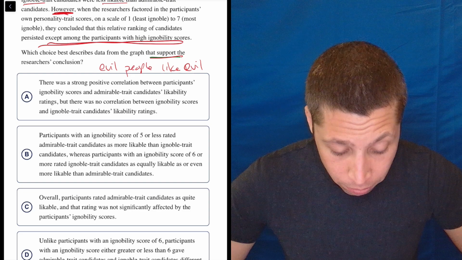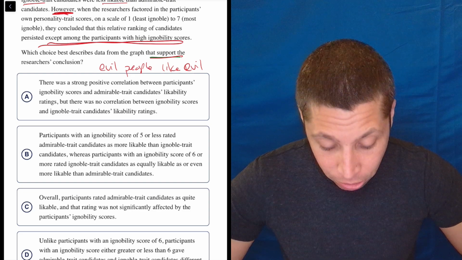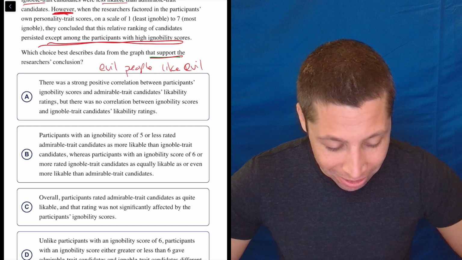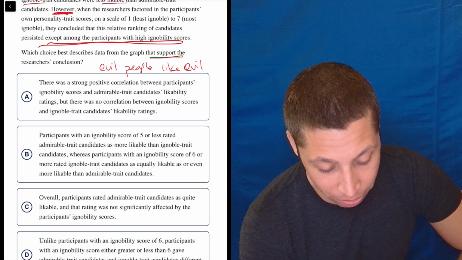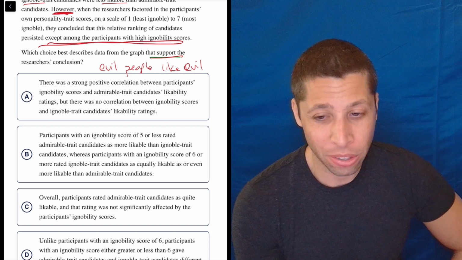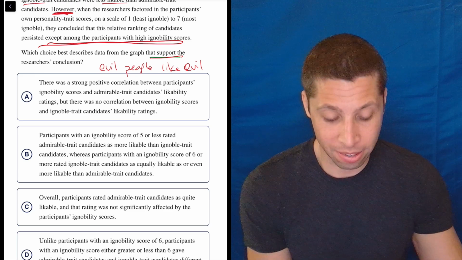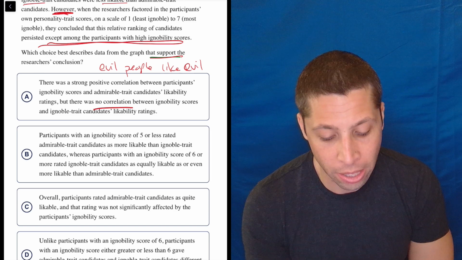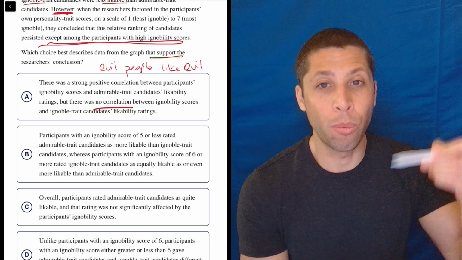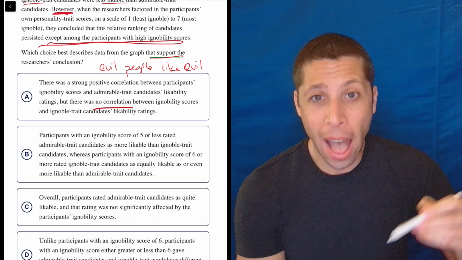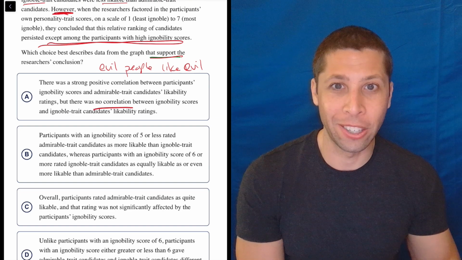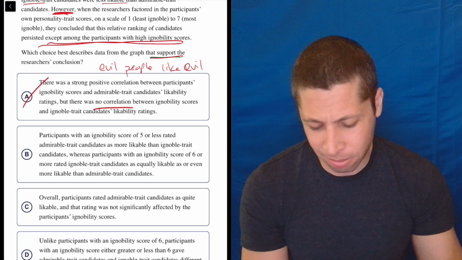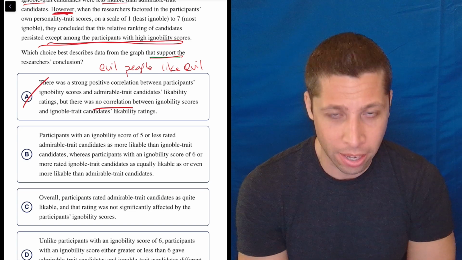There was a strong positive correlation between participants' ignobility scores and admirable traits like candidates' likability ratings, but there was no correlation between ignobility scores and ignoble trait candidates' likability ratings. No, this is clearly wrong because it's just saying there's something doesn't matter, right? There's no correlation between the ignobility scores and ignoble trait candidates' likability. No, when we say evil people like evil, that's what we're saying, is that there is some sort of correlation, right? The more evil you are, the more evil you're going to like your people to be. So no, this is just saying something doesn't matter that clearly does.